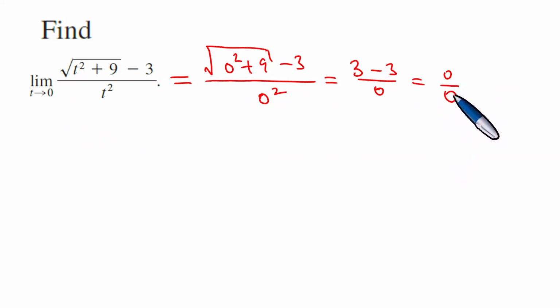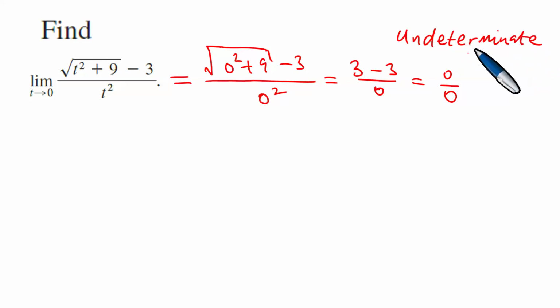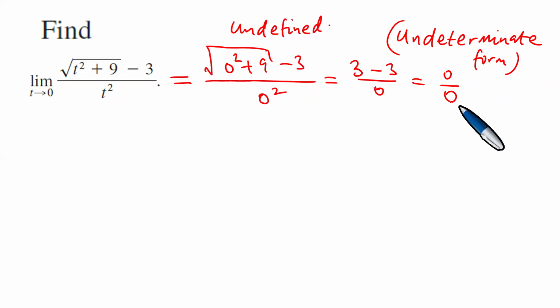0 divided by 0, what is it? It's called the indeterminate form. Or you can say it is undefined, because there is no definition for this in mathematics. So 0 over 0 is not known. Now, if we substitute straight away, we're getting 0 over 0, which is an indeterminate form.